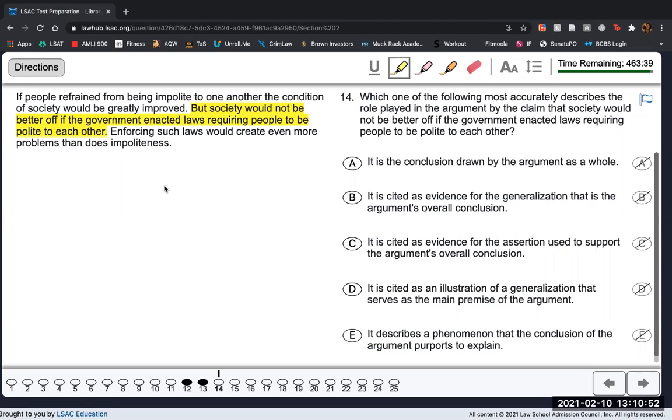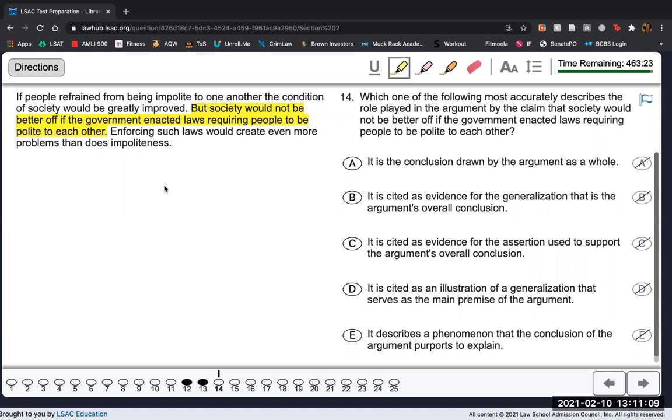Some people try to jump right in and figure this out just from seeing it in the question. But let's figure out what's the role of each sentence in this argument. That's exactly what we should be doing when we're doing reading comp. We want to figure out why they included this sentence and how it structures the argument.